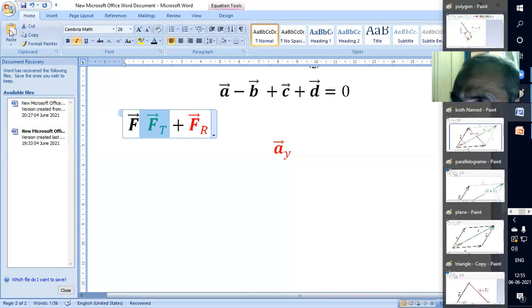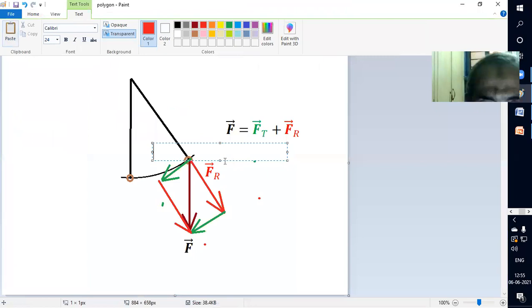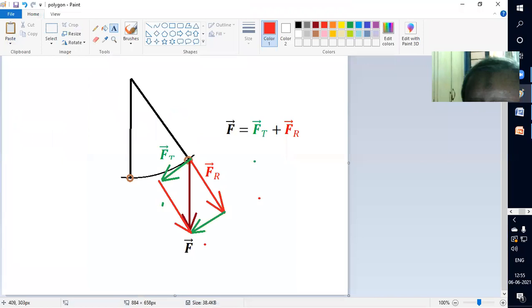Now, I have shown you the names of these vectors. You concentrate here on three vectors. One is the black color, which is the gravitational force acting in the downwards direction, and the other two, green and red, are the components of the vector.